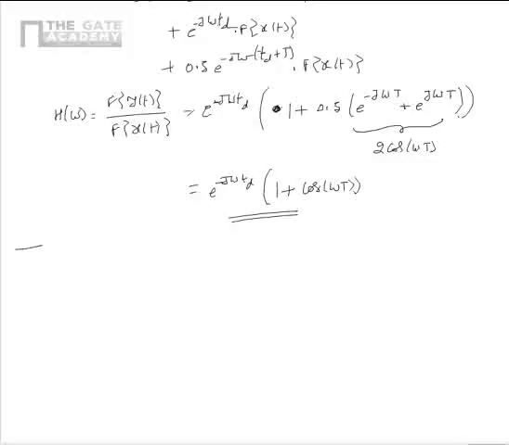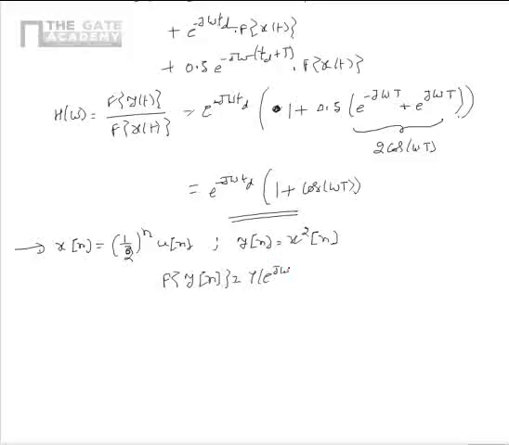Now let us consider another problem as a part of which there is a signal x of n given as 1 by 2 whole power n u of n. There is a derived signal y of n from x of n as y of n is equal to x square of n. It's given that the Fourier transform of y of n is equal to Y of e power j omega. From this we have to find Y of e power j0.